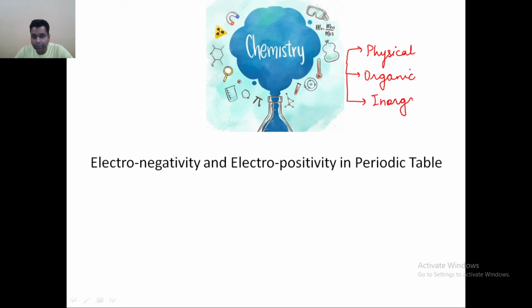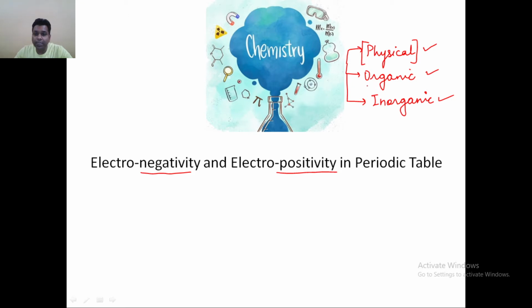So in all these three, this electronegativity and electropositivity concept is very important. Why I'm saying so, because whenever you solve the numericals of your physical chemistry, like how much energy is released, how much energy is absorbed, to understand that or to solve that problem, you should have the knowledge of which atom is more electronegative and which is more electropositive, and in that way you can decide how much energy is to be released, and you can compare the things.